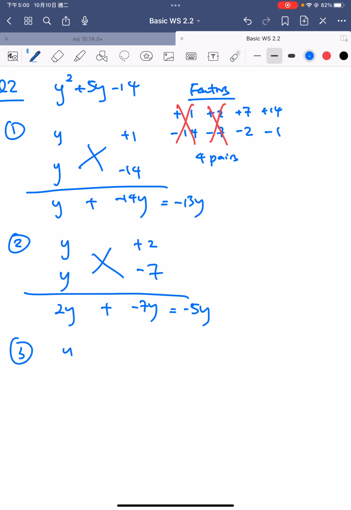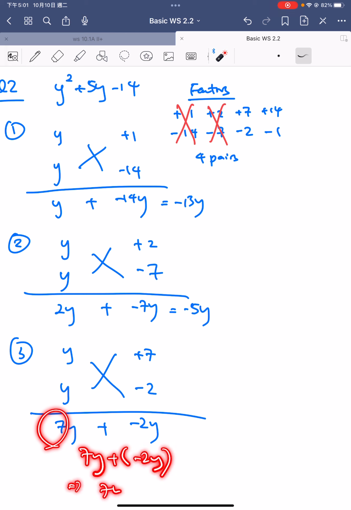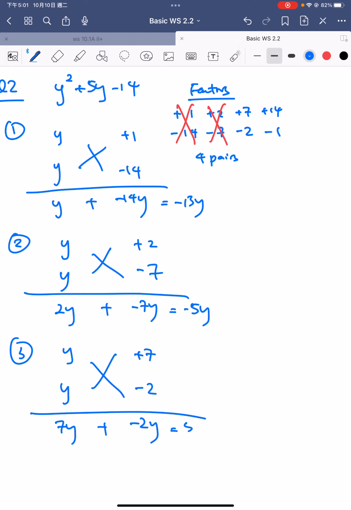Let's try the third one. For the third one, we have y and y at the left-hand side, and we have positive 7 together with negative 2. Then we do our cross method. y times negative 2 gives you negative 2y. y times 7 gives you 7y. You plus them together, so 7y minus 2y is equal to 5y. And bingo, 5y is the same as the middle one. So it's correct. The answer is the third one.